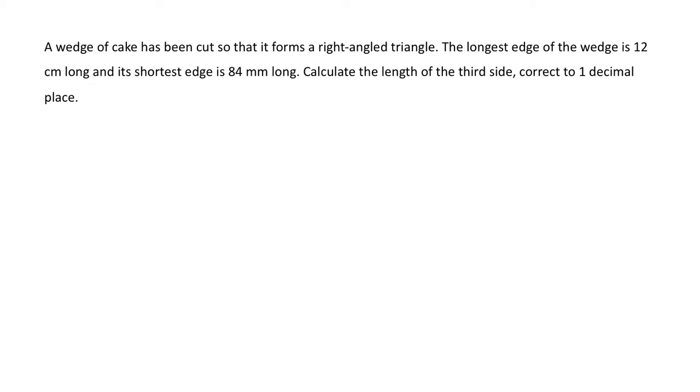The first thing I do is look for the important information in the question. So we've got a right angle triangle. We know that the longest side is 12 centimeters and the shortest side is 84 millimeters. So that gives me enough information that I can go ahead and draw a diagram. When I draw a diagram, I'm going to draw a right angle triangle because that is what the question has told me that I have. Then I can go ahead and mark my sides.